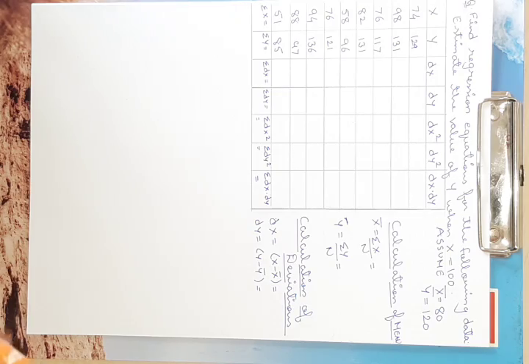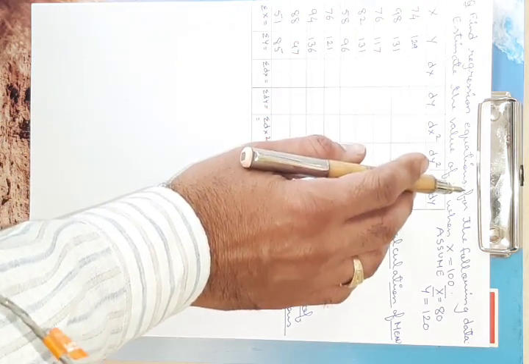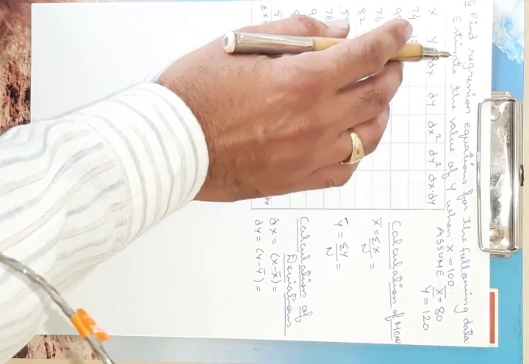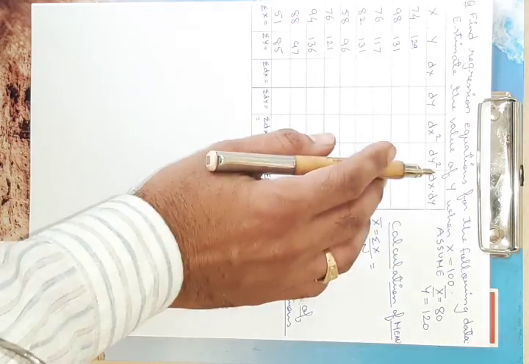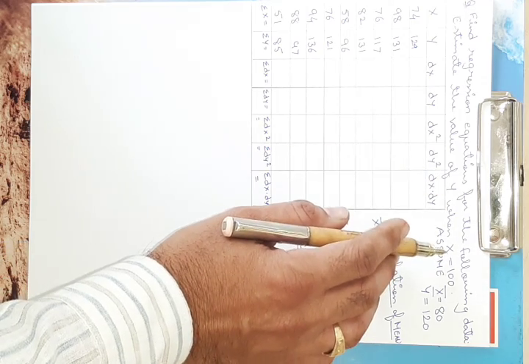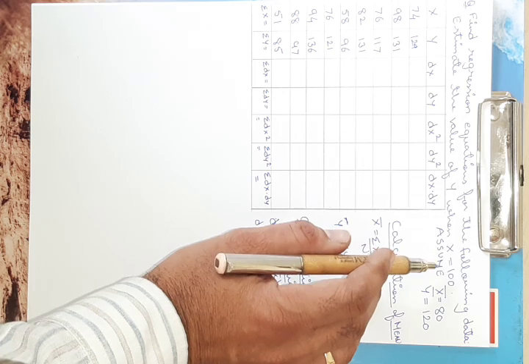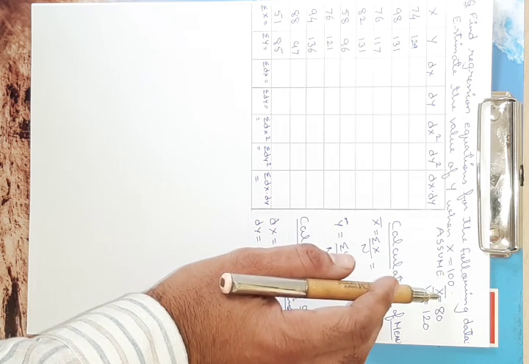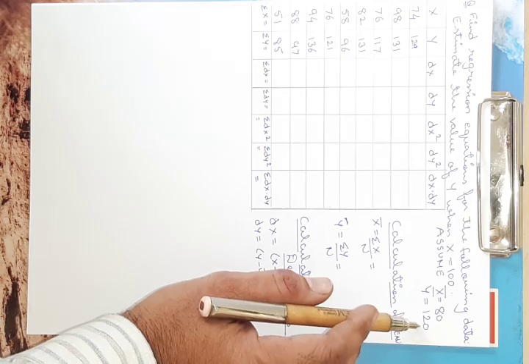Hello friends, we are going to see a question: find the regression equation for the following data. Also, estimate the value of y when x is equal to 100. You have to get the value of y when the value of x is 100. Now friends, assume that it is also given that x bar, that is the mean of x, is equal to 80 and y bar, that is the mean of y, is equal to 120.